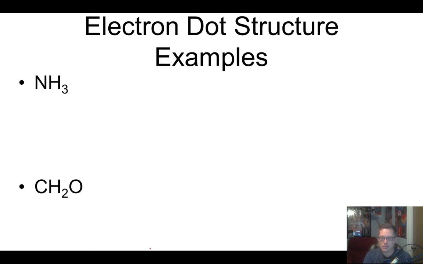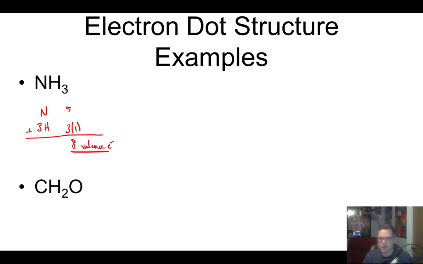We're going to do 3 examples together. First up we have NH3. The first thing I do is write out how many valence electrons I have. I have nitrogen and 3 hydrogens, and I'm going to add up how many valence electrons they have. Nitrogen has 5 valence electrons, and I know that because it's in group 5A. Each hydrogen has 1 electron, and I've got 3 hydrogens, so I put 3 here. 5 plus 3 times 1 gives me 8 valence electrons available.